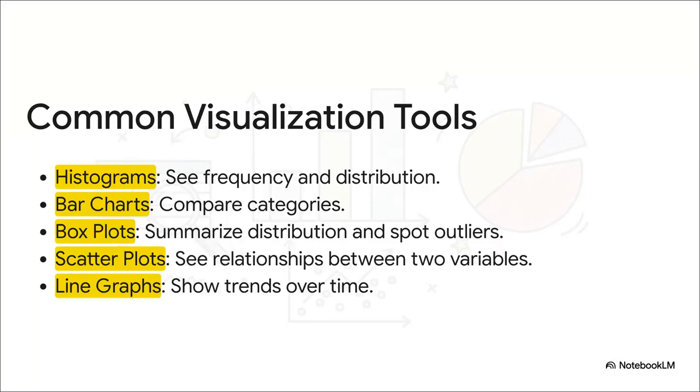And you have a whole gallery of options. You could use a bar chart to, say, compare sales between 3 different stores, or maybe a line graph to show how a stock price has changed over a year. Each chart type is a different way to tell your story, from histograms that show you the shape of your data to box plots that give you a quick summary and can even point out those pesky outliers for you.